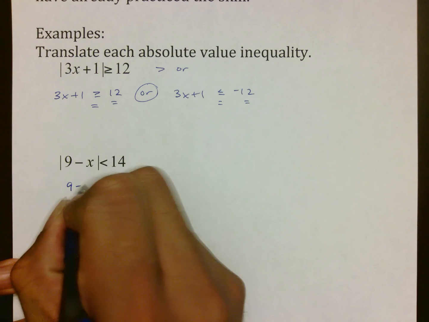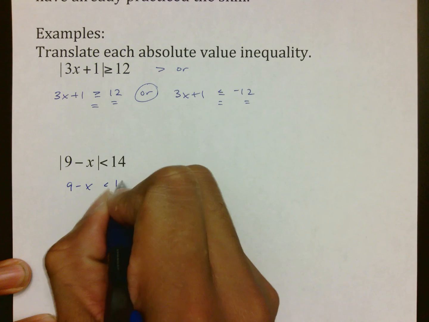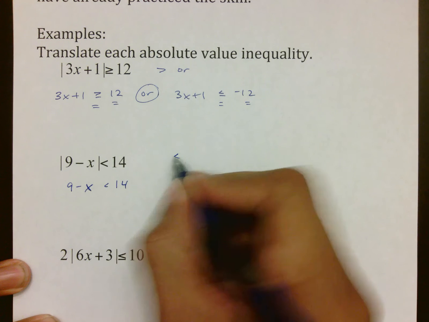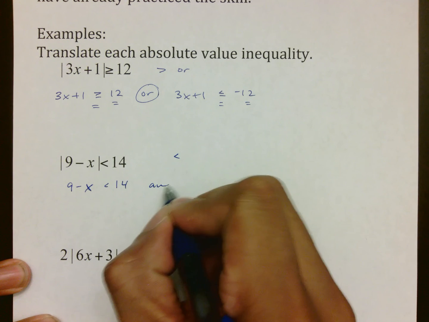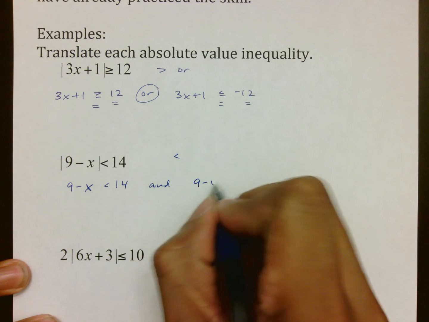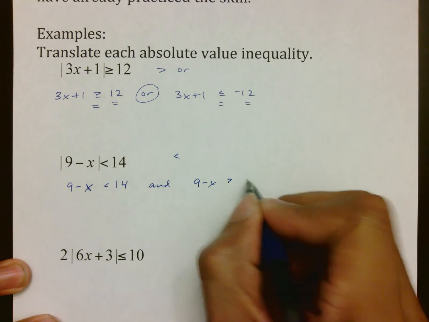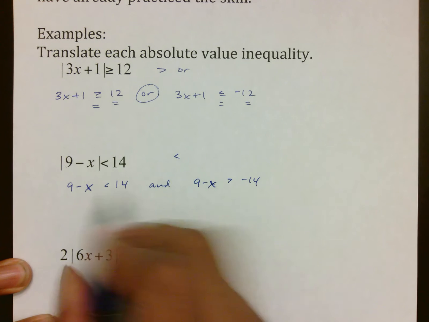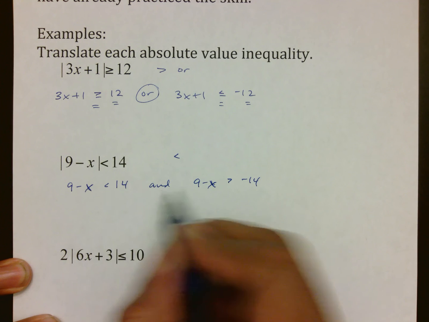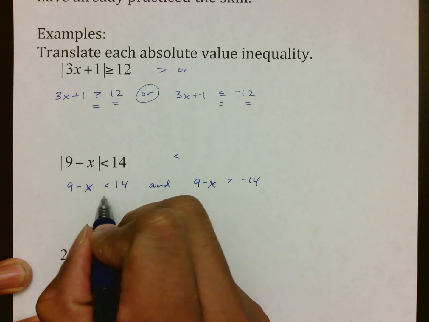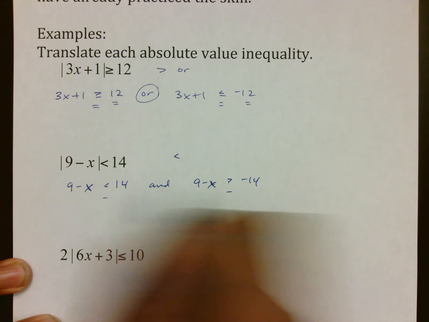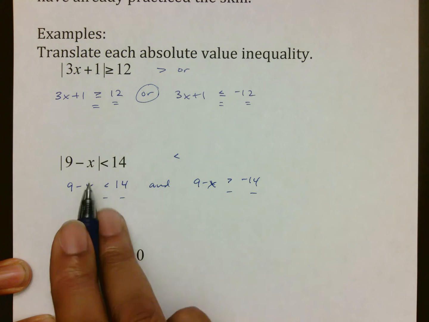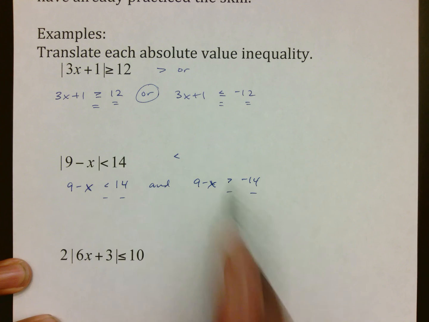Alright. 9 minus x less than 14. Again, first thing you'll do is write it without the bars. 9 minus x is less than 14. This symbol points towards what we would see as "and", and then you rewrite your 9 minus x, you switch the sign, you switch your 14. That is all. Alright. So 9 minus x is less than 14, and 9 minus x is greater than negative 14. Again, notice this symbol is opposite of that. This number is opposite of that.